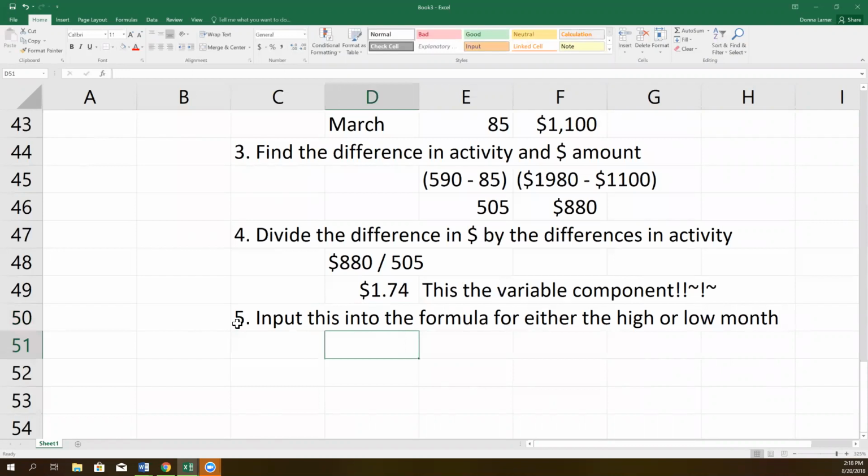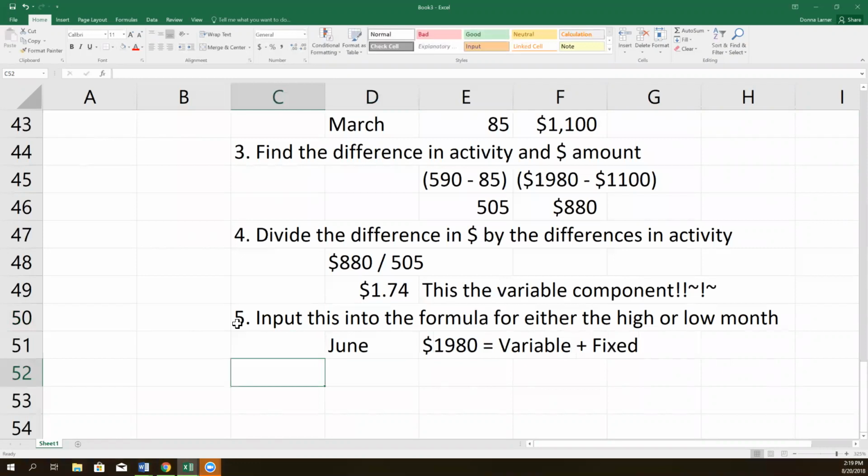It's going to make it be a little weird, but you can pick either the high or the low month. I'm going to do it each way. So I'm going to start with June. June's total was $1,980, and we know that equals the variable part of it plus the fixed part of it. And we're trying to use this formula to help us break down how much of the $1,980 is fixed and how much is variable. Well, so far we've figured out that the variable is $1.74 per delivery.